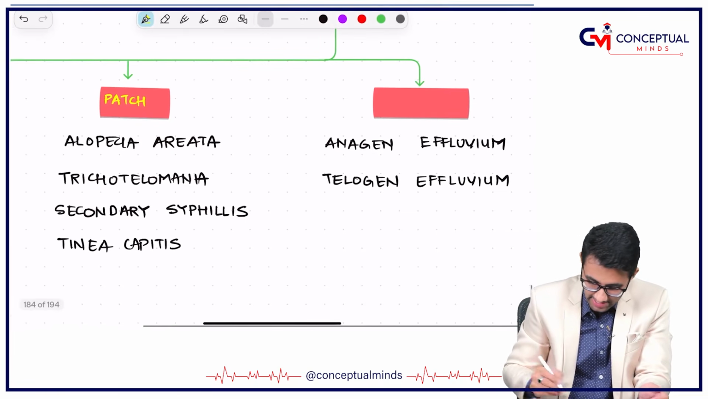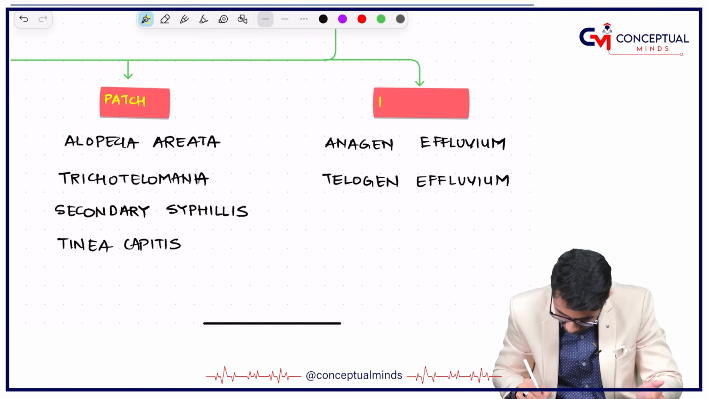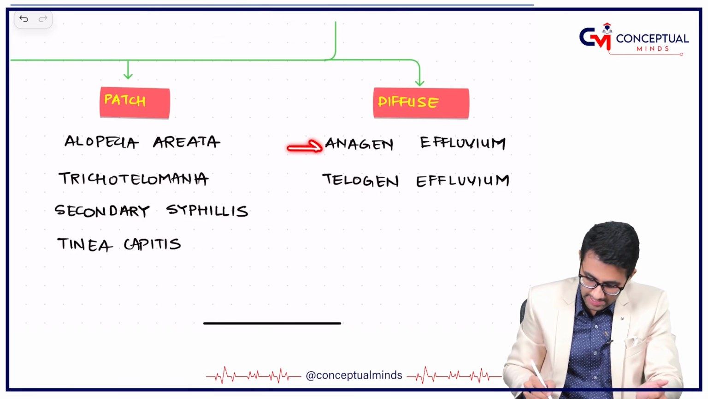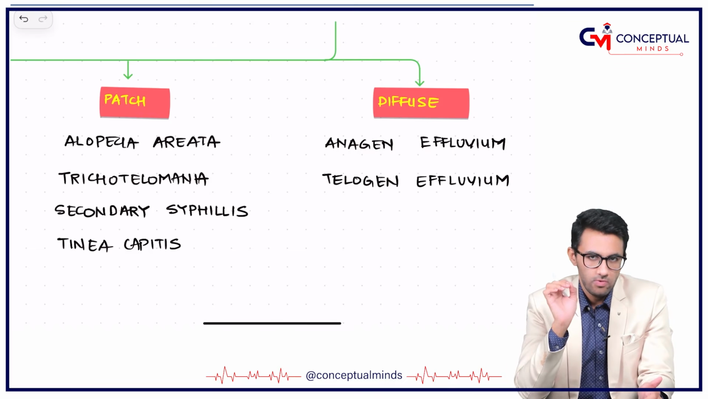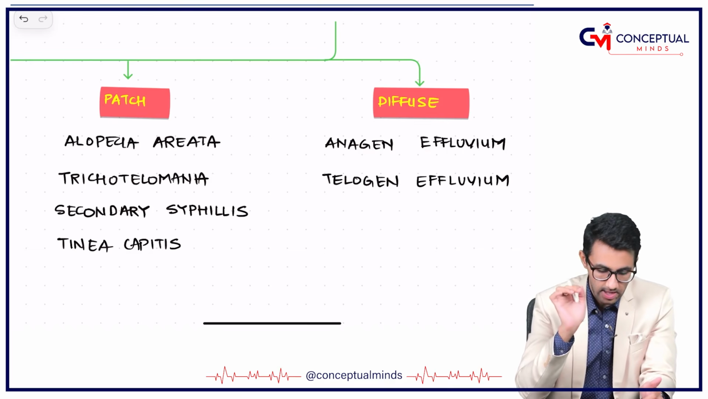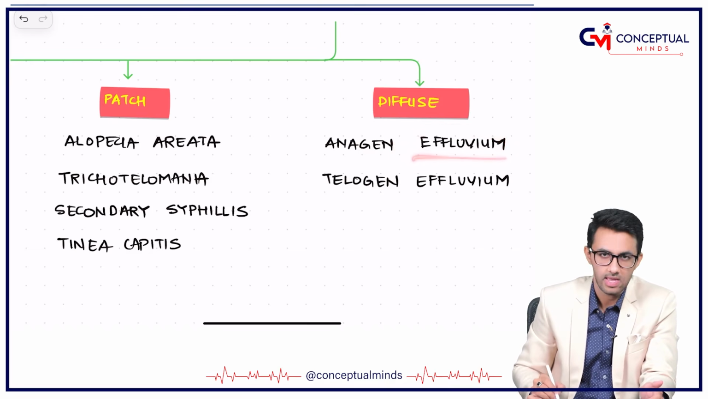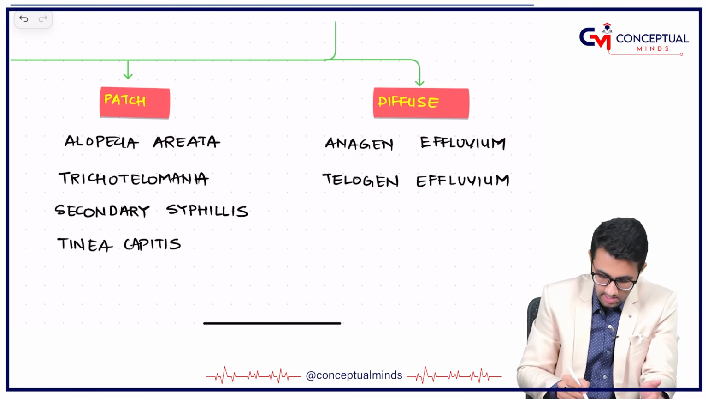This is the diffuse pattern. This is where the exam stress comes in. This has two types: anagen effluvium and telogen effluvium. Effluvium means fall. So fall of hairs in the anagen phase, fall of hairs in the telogen phase.